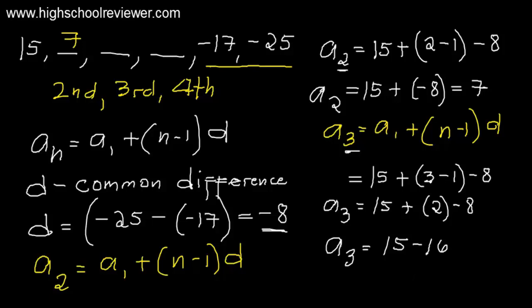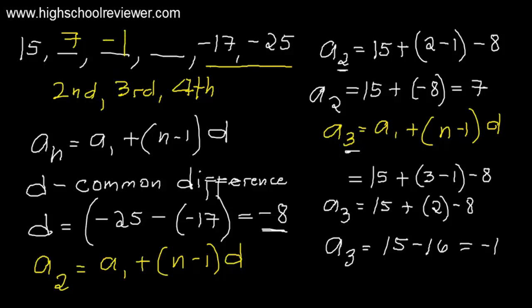Okay, so let's check first. 3 minus 1 is 2, and our d is negative 8. So 2 times negative 8, this would be equal to negative 16, yes, correct. So 15 minus 16 is negative 1. So our a sub 3 is negative 1.